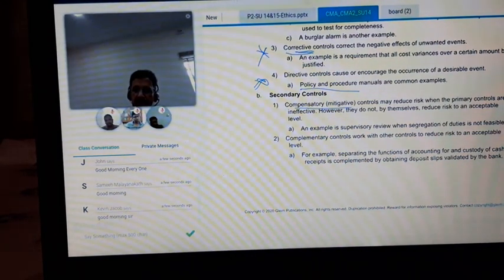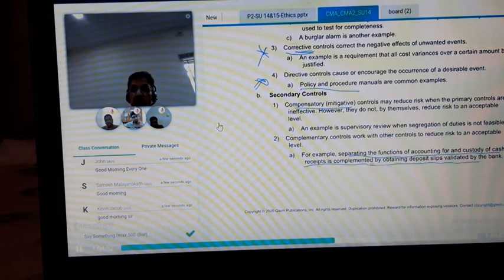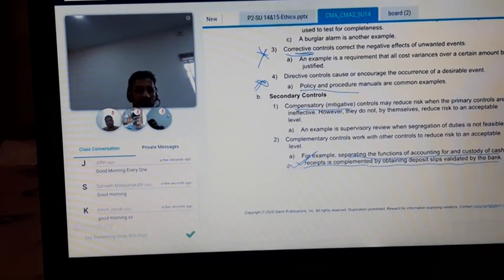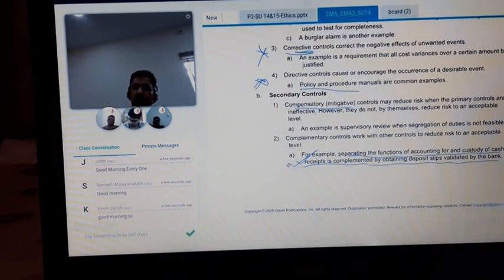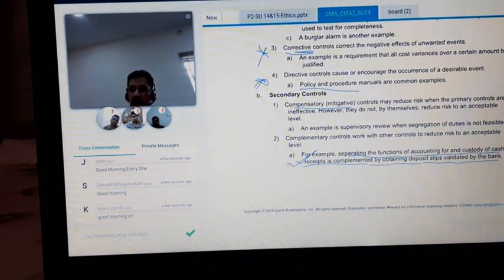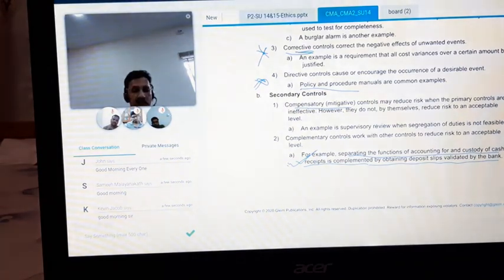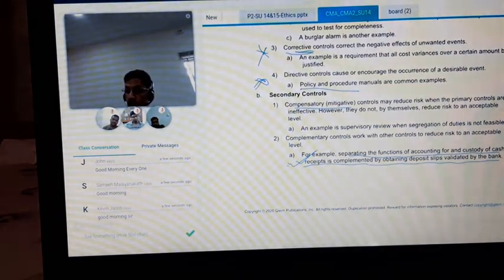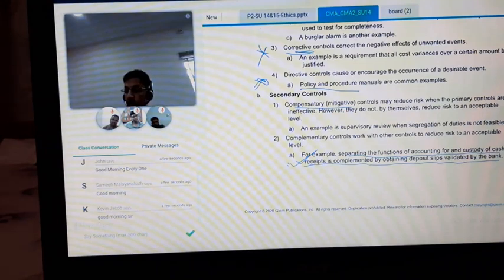For example, separating the functions of accounting for and custody of cash receipts. This is the same example I told you. Separating the functions of accounting for and custody of cash receipts is complemented by obtaining a deposit slip validated by the bank. The same example I told you. Compensatory controls may reduce the risk when the primary controls are ineffective. Example is supervisory review when segregation of duties is not feasible. Another example I gave you is network access controls may be a good compensatory control for comprehensive encryption.